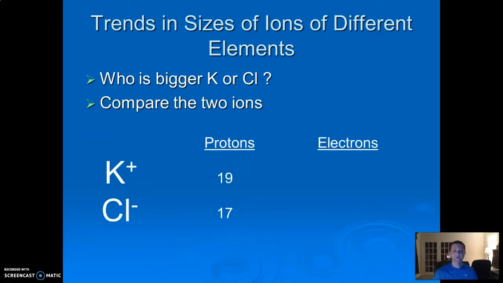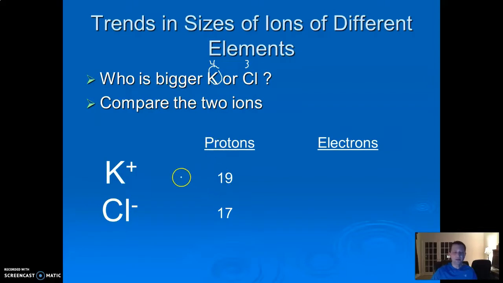If you take a look at sizes of different ions, it can get confusing. So if you look at potassium and chlorine, which one is bigger? Well, potassium is in level 4. Chlorine's in level 3. So looking at the neutral atoms here, potassium is definitely bigger because it's in level 4, whereas chlorine only gets its electrons to the 3rd level. Well, let's look at the ions though. K plus 1 and Cl minus 1.